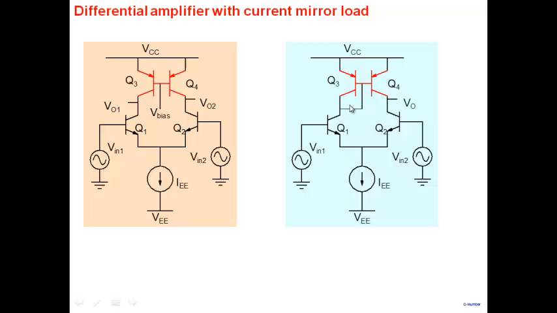The only problem is I don't get symmetrical characteristics anymore. I will not get gain here. I'll get a gain at this particular point. All right.